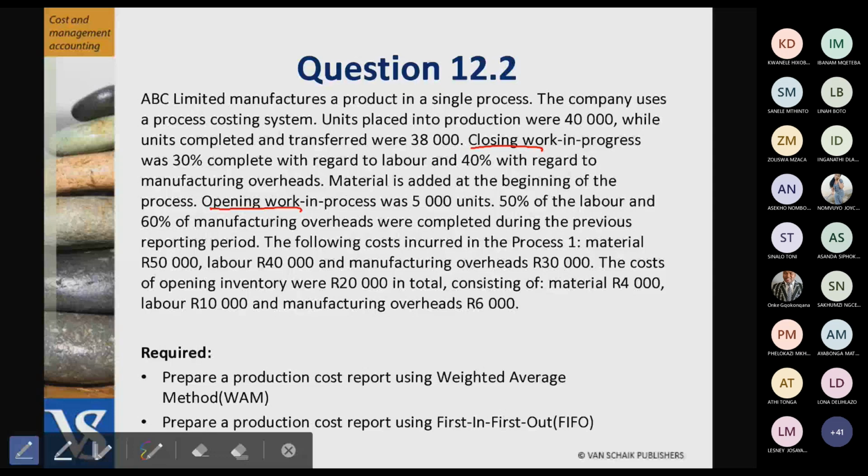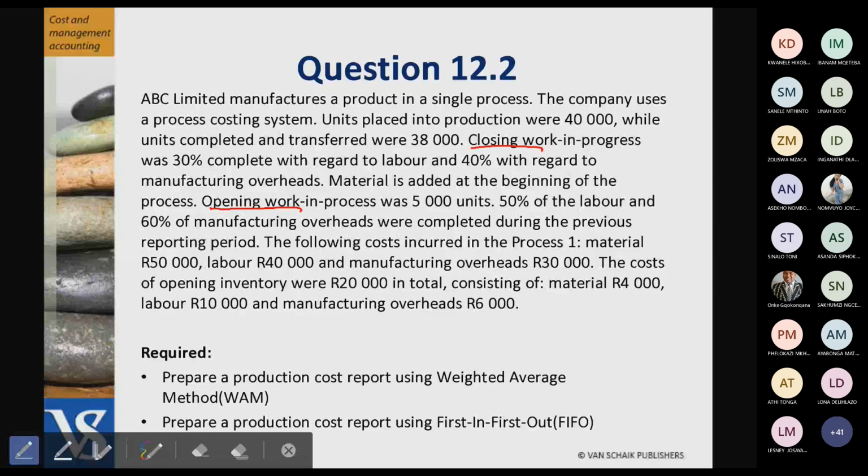Secondly, prepare the very same production cost report, but now using first in, first out method. So that's what we have to look at. But how are we going to do our report using the two methods, now that we've got an opening and the closing? The first thing you need to have a look at is: what process are you reporting for? Is it process one, the second process, third process, or the last one?